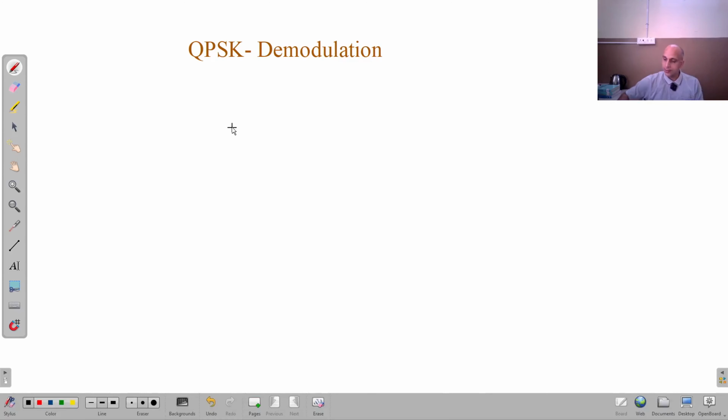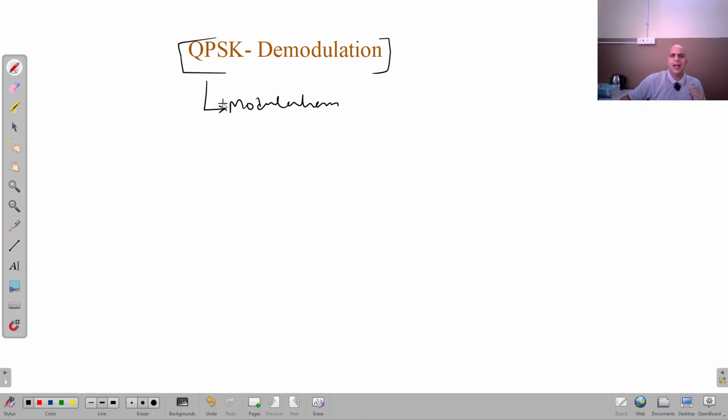So in this lecture, I am going to discuss QPSK demodulation. QPSK means Quadrature Phase Shift Keying. In the earlier lecture, I discussed QPSK modulation, and now in this lecture, I am going to discuss in detail how QPSK signals are demodulated or extracted.